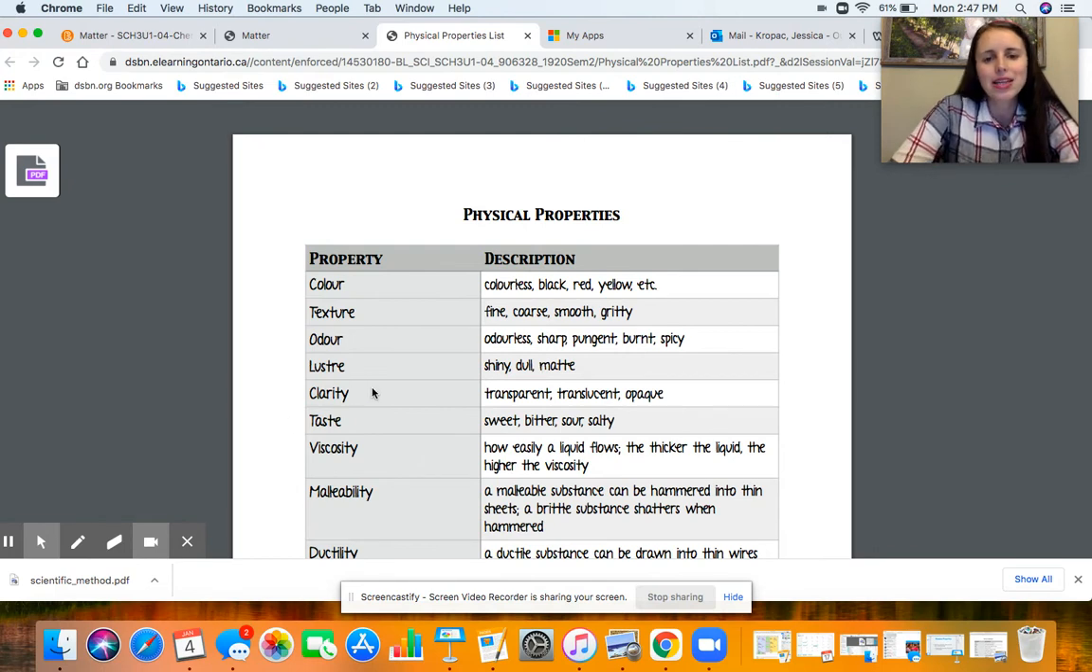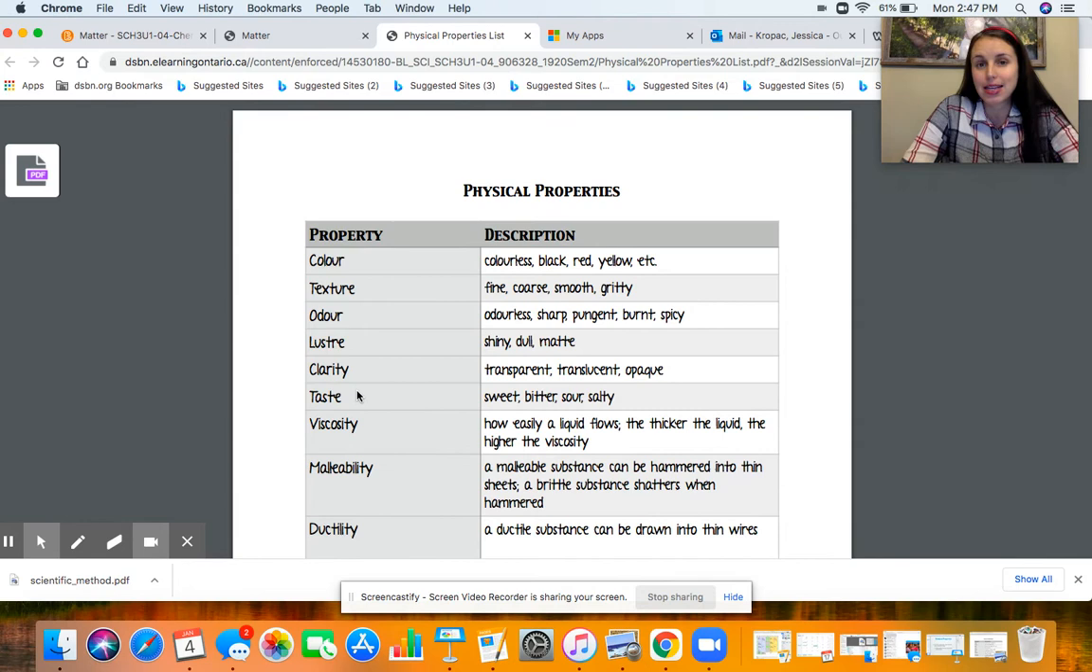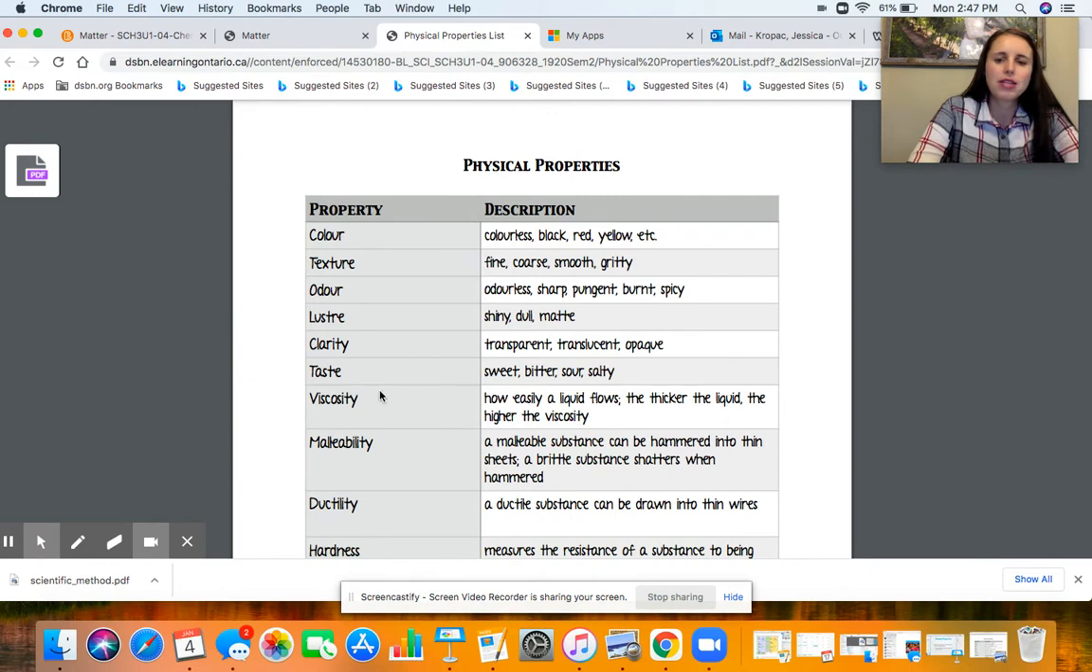Clarity is how clearly I can see through something. If I can totally see through something, we say it's transparent. If I can kind of see through something, it's translucent. And if I can't see through something, it's opaque. Taste: you're never going to taste anything in a lab, but if you were tasting things, it would be a physical property. Viscosity is how easily a liquid flows. If a liquid is very viscous, it's very thick. If a liquid is non-viscous, it's not thick.